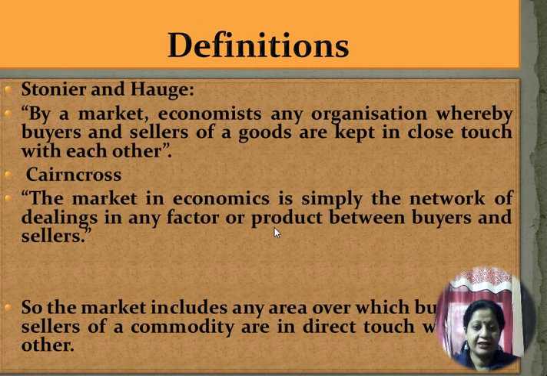Next definition, Cairncross: the market in economics is simply the network of dealing in any factor or product between buyers and sellers. Whenever you are dealing with buying and selling of any product or commodity, that is known as a market. The market includes any area over which buyers and sellers of a commodity are in direct touch with each other, where sellers are free to sell their commodities and buyers are also free to buy the commodity from any of the sellers.